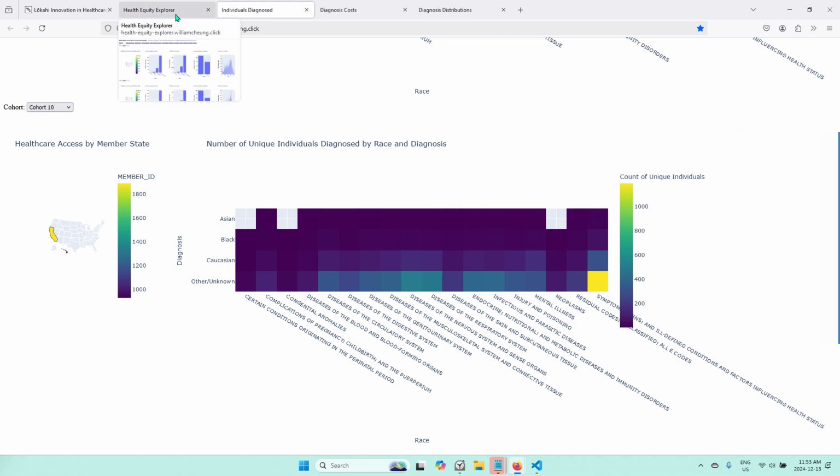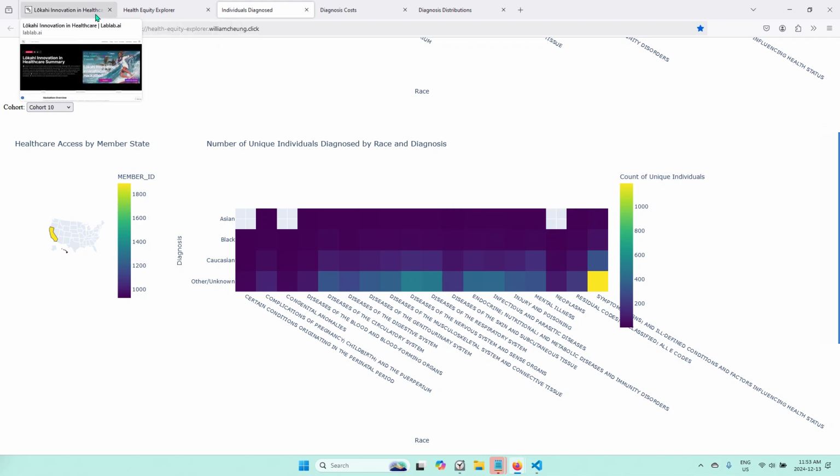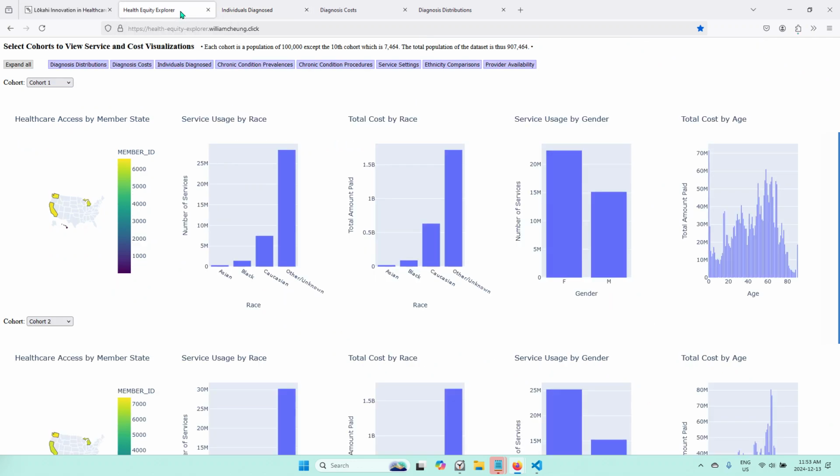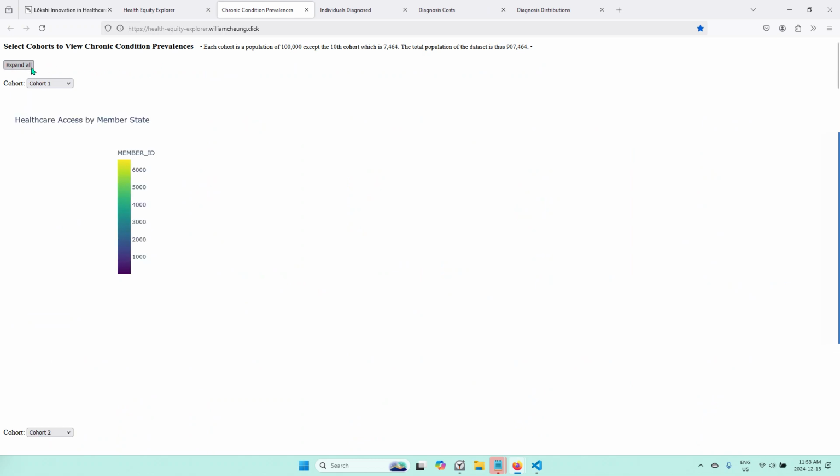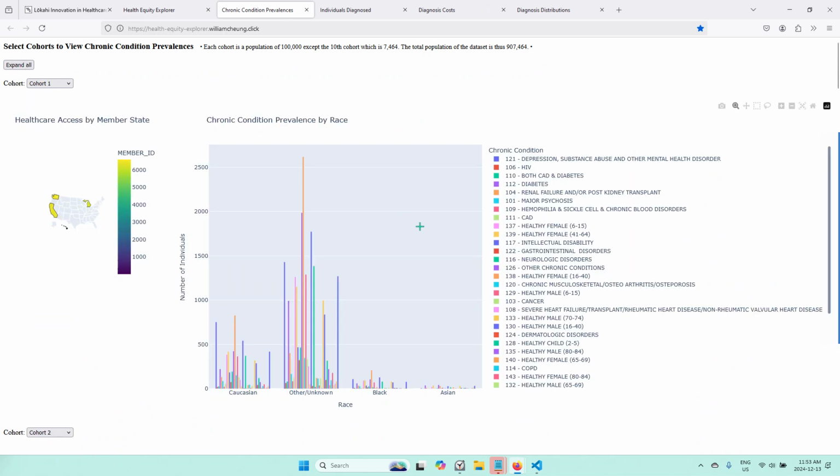I'm Asian, I'm Chinese, and I noticed that Asians have the lowest values typically. So what else? Chronic condition prevalences. Let's expand all. These are the chronic conditions and the prevalence by race. So prevalence meaning the number of individuals who have this condition for that race.